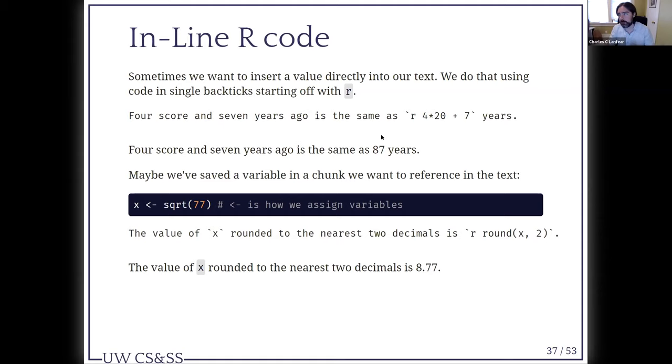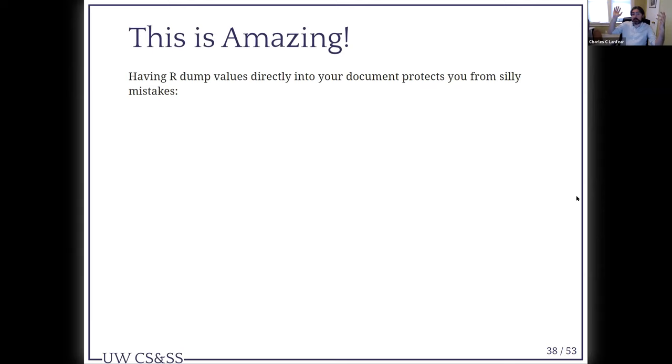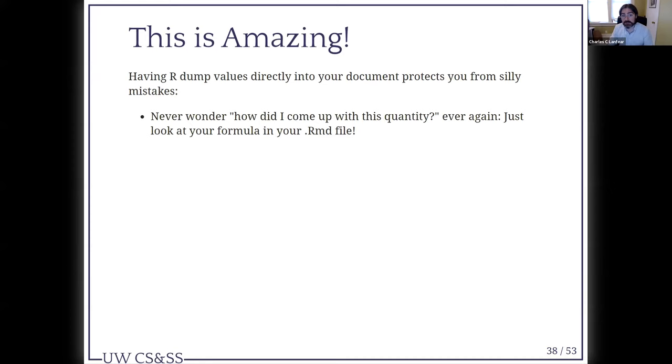Okay, so I meant to have this slide up when I was saying it. This is amazing, right? Being able to dump values straight into your documents protects you from a million different silly mistakes. You don't wonder where you got some quantity in a Word document. You're not wondering, is that wrong? Is that a typo? Or did I actually get the right value? You just look at the formula in your Markdown doc.